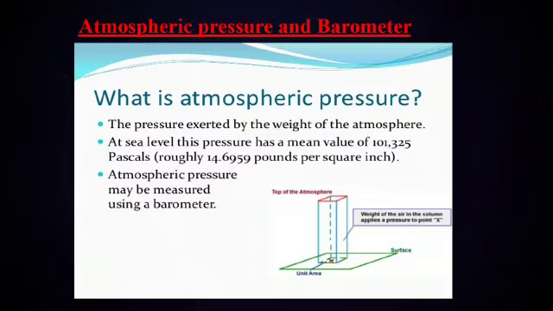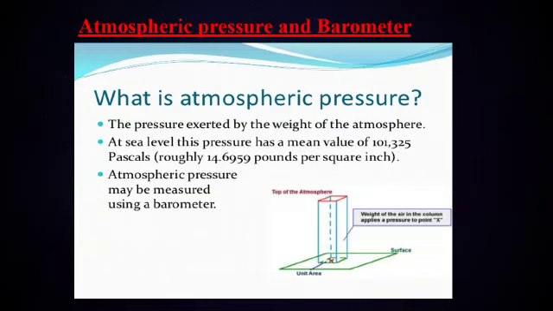Okay, the next topic is atmospheric pressure and barometer. What is atmospheric pressure? The pressure exerted by the weight of the atmosphere. You know very well, our planet has been descended upon by a very big envelope of air, in which a lot of gases are there. So the pressure applied by the weight of that mixture, air is a mixture, is called atmospheric pressure, or you can also say that the pressure is exerted by that atmosphere.